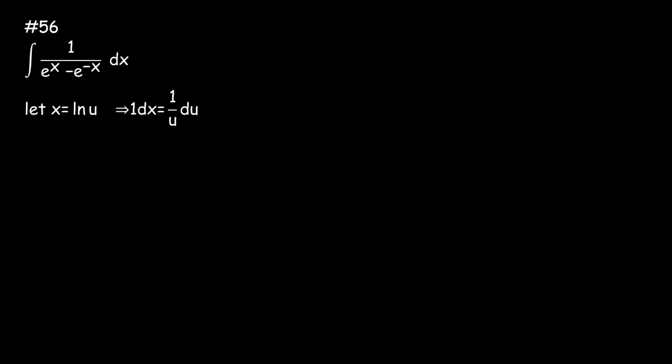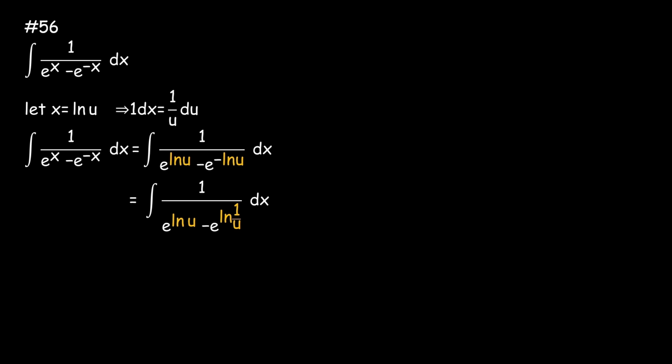So if you have the natural log of u to be x, dx would be 1 over u du. Okay, we go ahead and substitute this into our equation, and we'll see that we have 1 over e to the power natural log of u minus e to the power minus natural log of u.